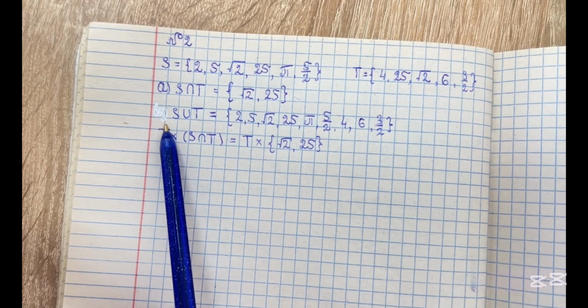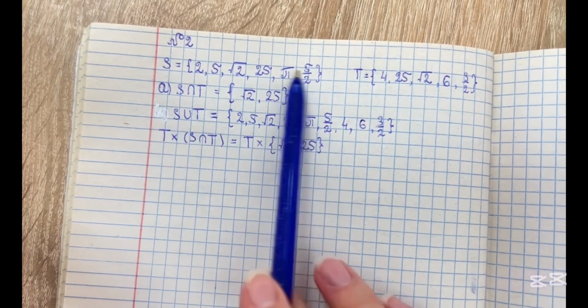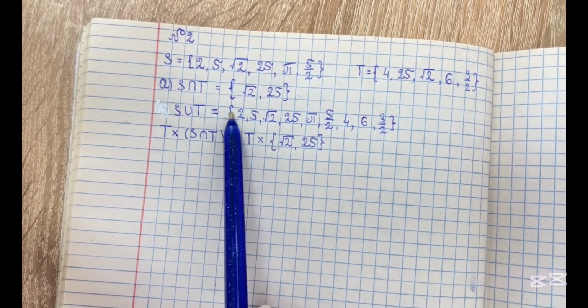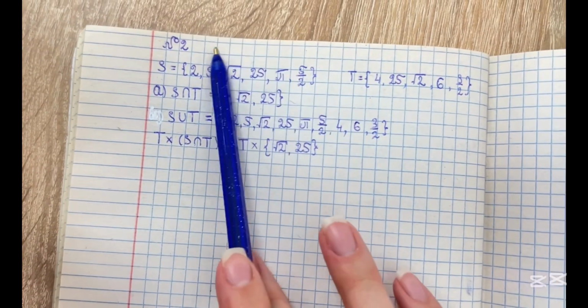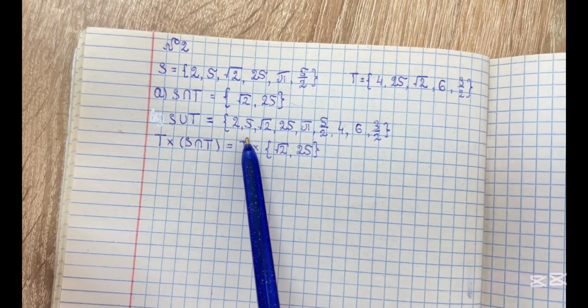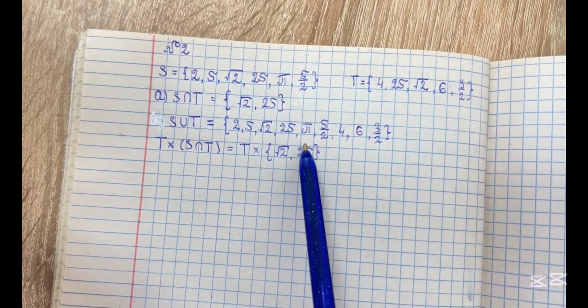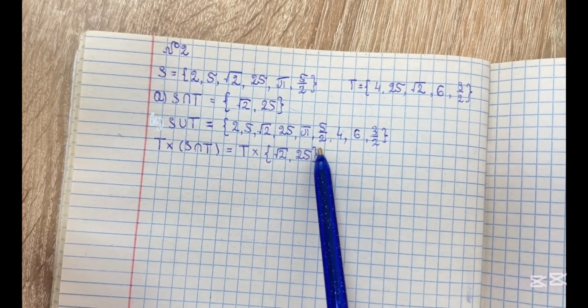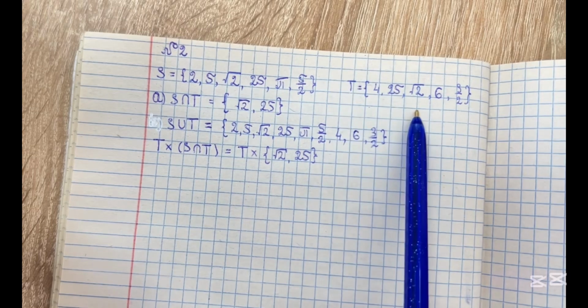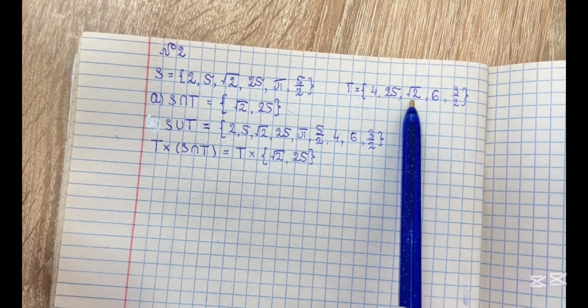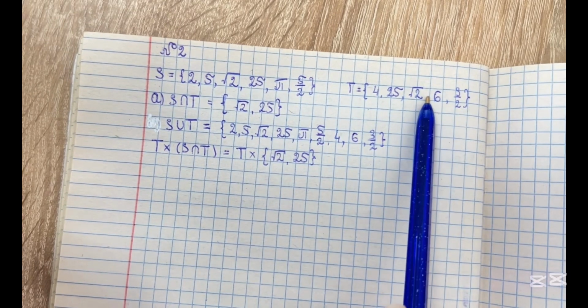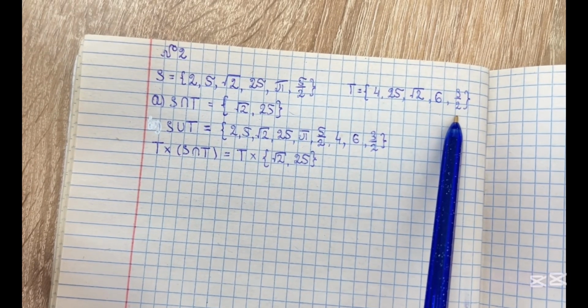Then we should write the union of these two sets. Union is a set that contains all elements from the first set and the second set. So firstly we write all elements from the set S: 2, 5, square root of 2, 25, e, and 5 over 2. Then we look at the set T, write 4, 25, and the square root of 2 we skip, as we have already written them. And also we write 6 and 3 over 2.